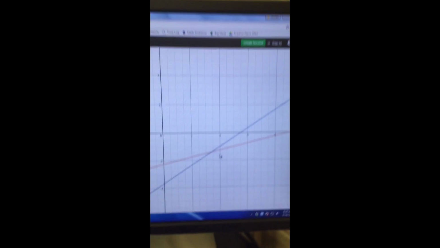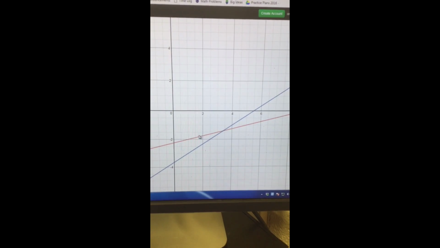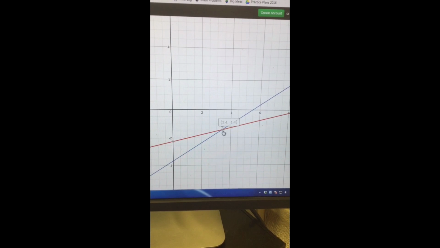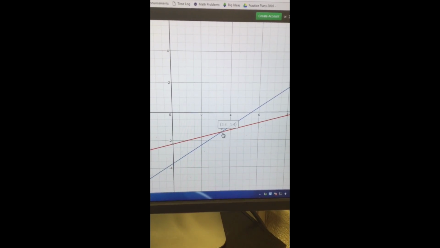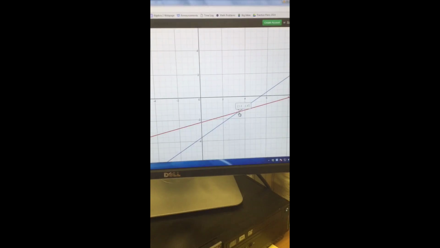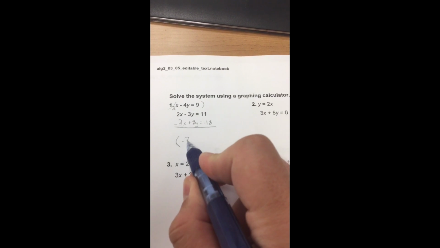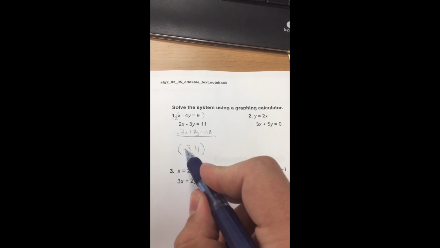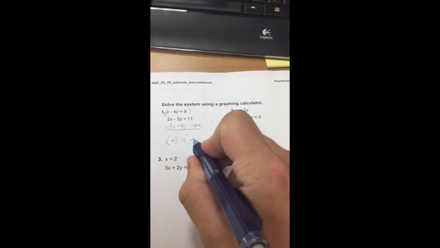So I'll come over here to my graph, and I'm going to approximate because it's not going to be exact. I'm going to click right there, and I see that my solution to this graph is the point 3.4, -1.4. So the solution is going to be an ordered pair. The x is, no, it's positive 3.4, and the y value is going to be -1.4. Okay, so that would be our solution.